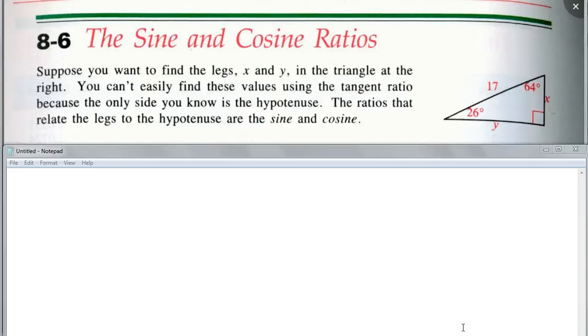Here we go. Nicholas, can you read for us what we're going to learn today? About sine and cosine ratios. Thank you.